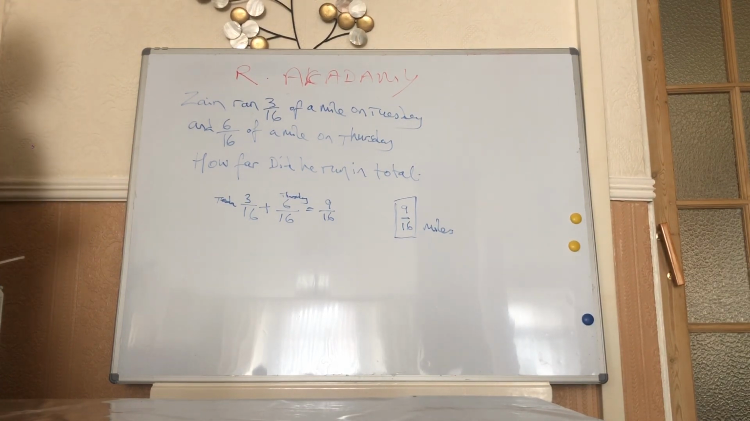It won't be able to simplify anyway, so there's no use. Well, you can actually, yeah. You can simplify that. Three and 3 goes into 6. No, you can't simplify that. Sorry. So no, you can't simplify that. Anyway, 9/16 of a mile.